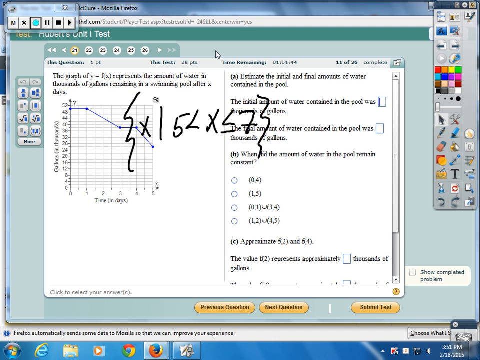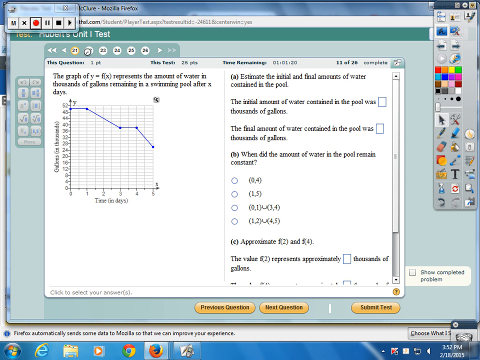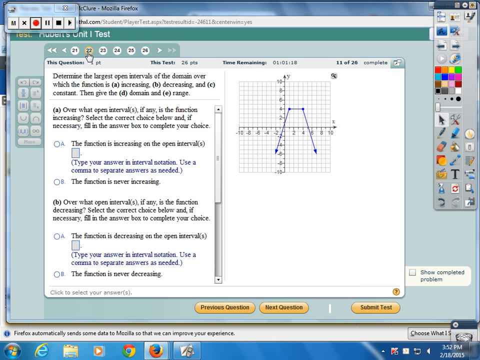All right, now this one is a can you read the graph question. That's what this one is. I'm not going to go over it. Where is it constant? Between 3 and 4. Okay. And 0. So make sure that you know how to read the graph. I'm not going to do that. Most of y'all know how to read the graph. Another graph reading.